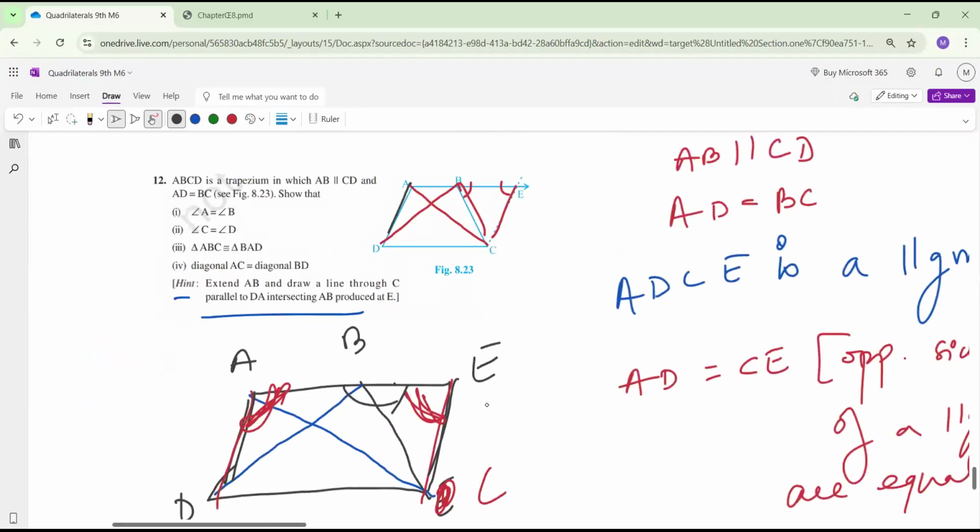I know this might be a bit difficult in understanding, but I hope you got this part, both of you. Yes, sir. Yes, sir. Okay.